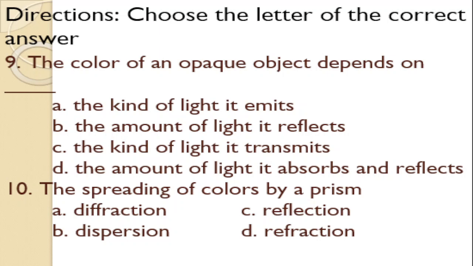A. The kind of light it emits. B. The amount of light it reflects. C. The kind of light it transmits. And D. The amount of light it absorbs and reflects. If your answer is letter D, then you are correct. It depends on how much light is being absorbed and reflected. If it reflects the color green, then the object would appear green, especially if it is an opaque object.